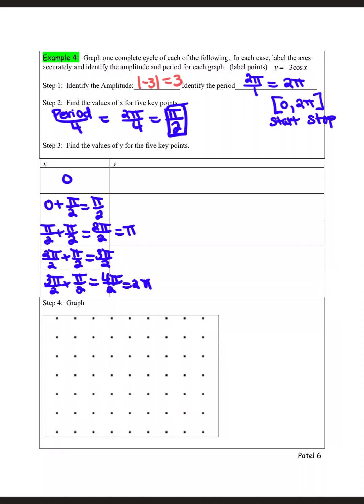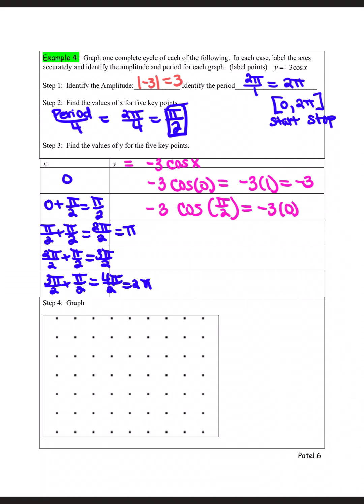This time, my function is y equals -3 cosine of x. Let's see what that negative sign does to this problem. We already know that the amplitude is 3, so the max is 3 and the min is -3. So my first one is negative 3 cosine of 0. Cosine of 0 is 1, so negative 3 times 1 is negative 3. Negative 3 cosine of pi over 2. We know cosine of pi over 2 is 0, and negative 3 times 0 is 0.